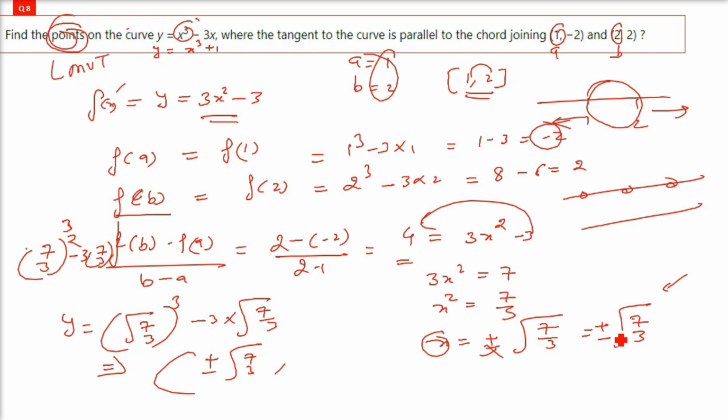Plus and minus you can take as it is given. So once you put this plus, as I said, it will come as negative. So I'll just write what negative will come. When you put negative, it will come as positive. So negative, positive, I am writing in the opposite order. So it will be 2 by 3 under root 7 by 3.